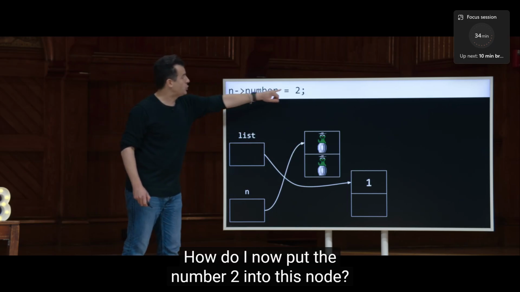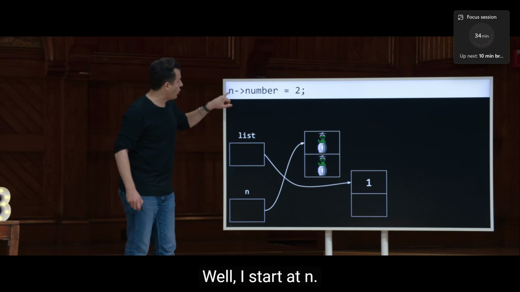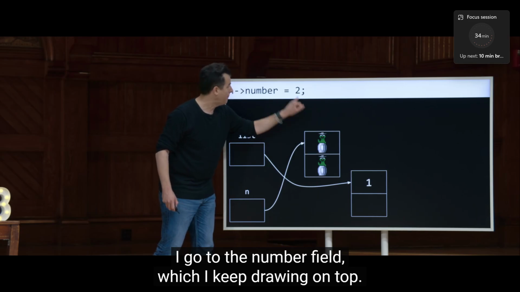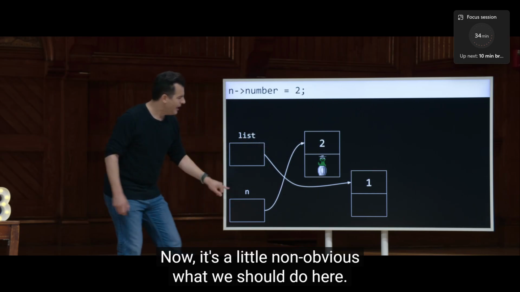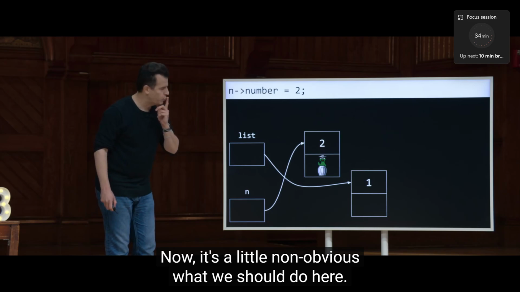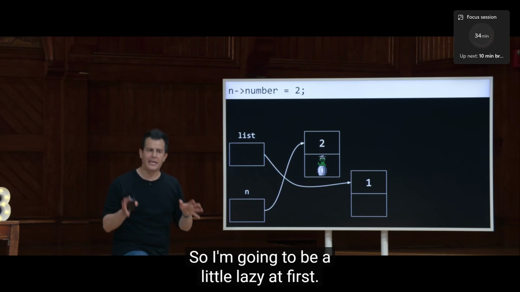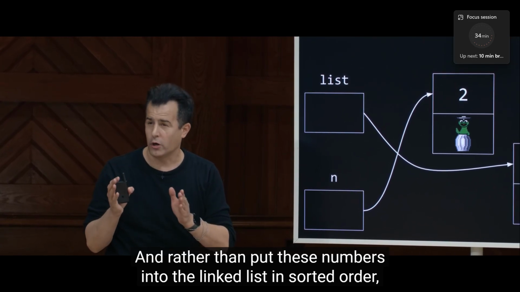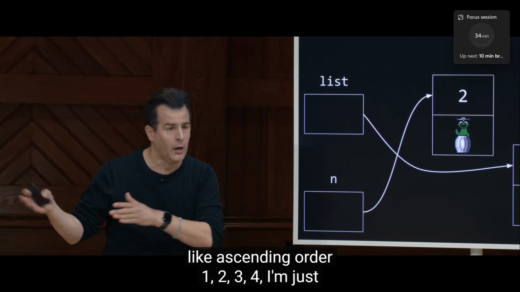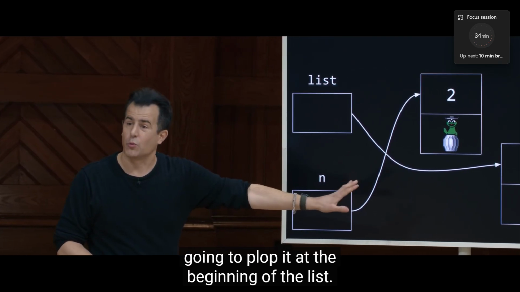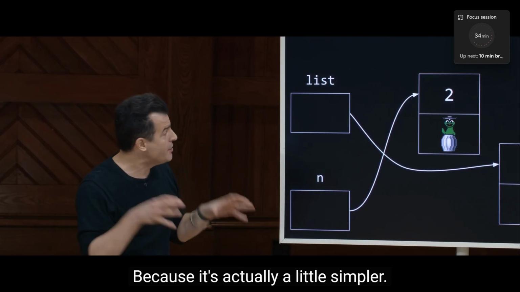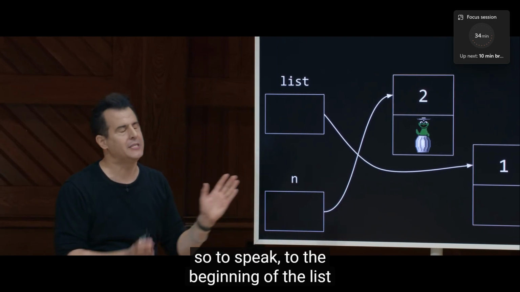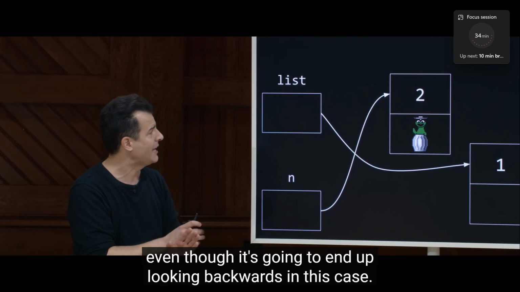How do I now put the number 2 into this node? Well, I start at n. I go there. I go to the number field, which I keep drawing on top, and I set it equal to 2. Now, it's a little non-obvious what we should do here. So I'm going to be a little lazy at first. And rather than put these numbers into the linked list in sorted order, like ascending order, 1, 2, 3, 4, I'm just going to plop it at the beginning of the list. Why? Because it's actually a little simpler. Each time I allocate a new node, I just prepend it, so to speak, to the beginning of the list, even though it's going to end up looking backwards in this case.